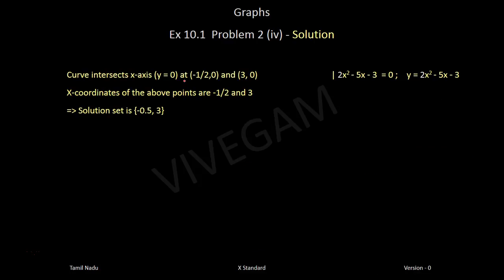So the curve intersects at minus half, 0 and 3, 0. And what is our solution? Roots are nothing but the x values of the points where it cuts the x-axis. So x is equal to minus 0.5 or x equal to 3 are the two roots, and that is the solution set. Okay.